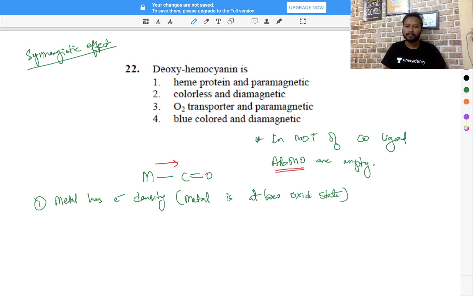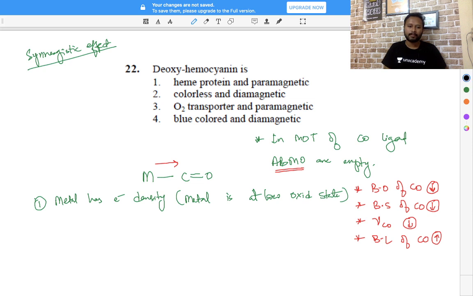And once this electron density goes to the carbonyl anti-bonding orbitals, the first thing that happens is that the bond order of CO decreases. Secondly, if the bond order decreases, bond strength of CO also decreases. And the carbonyl frequency will also decrease, and the bond length of CO will increase. So these things will happen if the electron density on the metal is more.